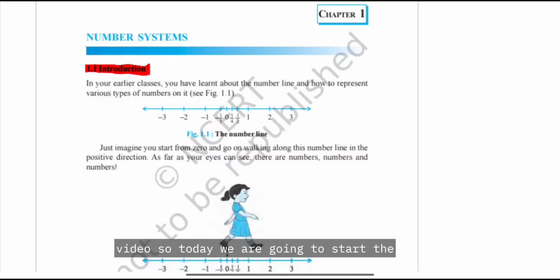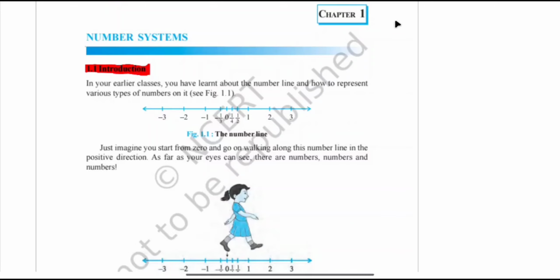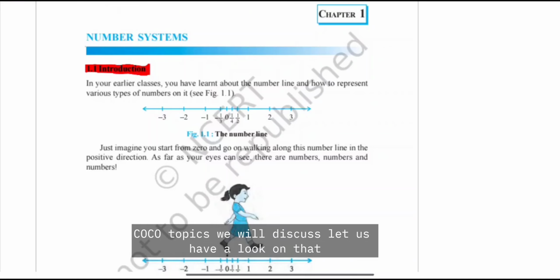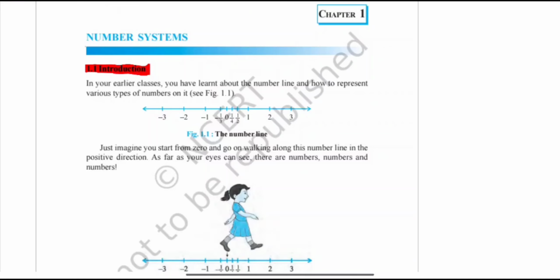So today we are going to start chapter number 1 of class 9 mathematics, which is number system. Let us start with the number system. Let us first discuss what are the topics which shall be discussed in this chapter. Let's have a look at that.